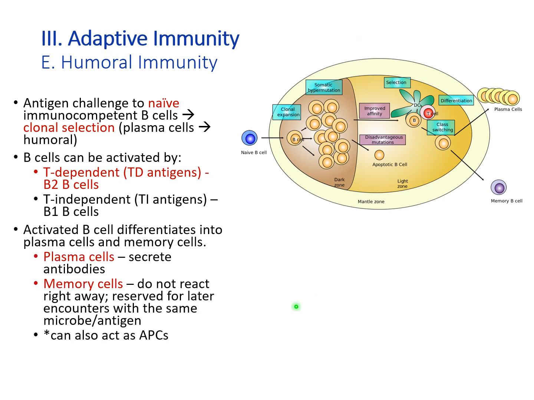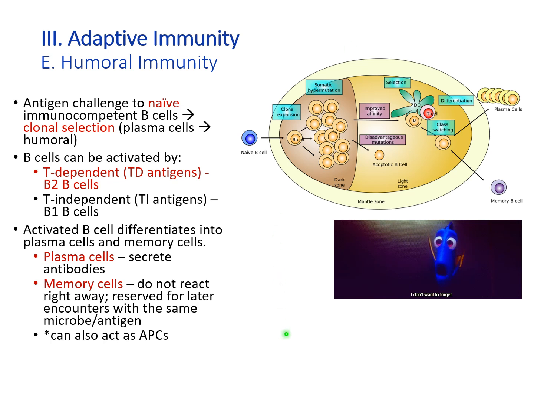Activated B cell differentiates into plasma cells and memory B cells. So, memory B cells are secreted by plasma cells. Memory cells do not react right away. They are reserved for later encounters with the same microbe or antigen. These memory cells do not forget, unlike Dory, and they always live long.